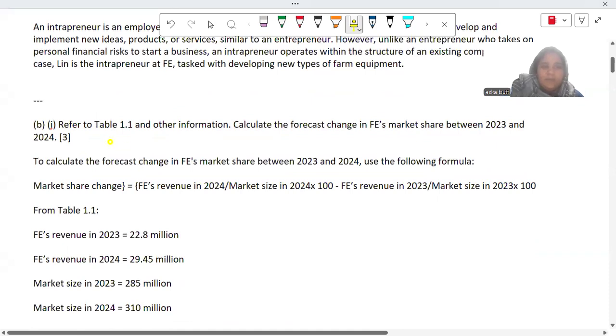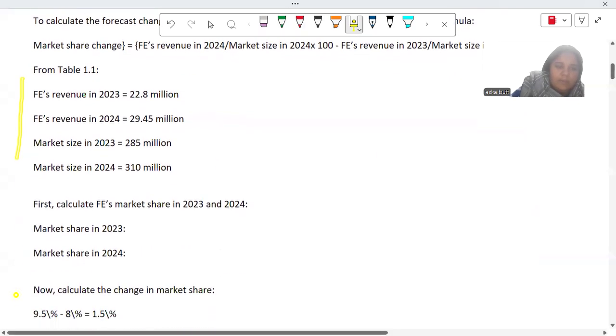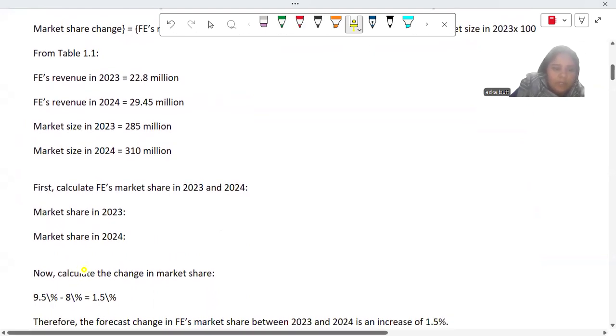In the second question, we need to calculate the forecast change in FE's market share between 2023 and 2024. So this is a three mark question. To calculate the forecast change in FE's market share between 2023 and 2024, we will use the following formula. Here you basically need to write the formula. The formula is FE's revenue in 2024 divided by market size in 2024 multiplied by 100, minus FE's revenue in 2023 divided by market size in 2023 multiplied by 100. Here we have the information from table 1.1. You just need to put in the values.